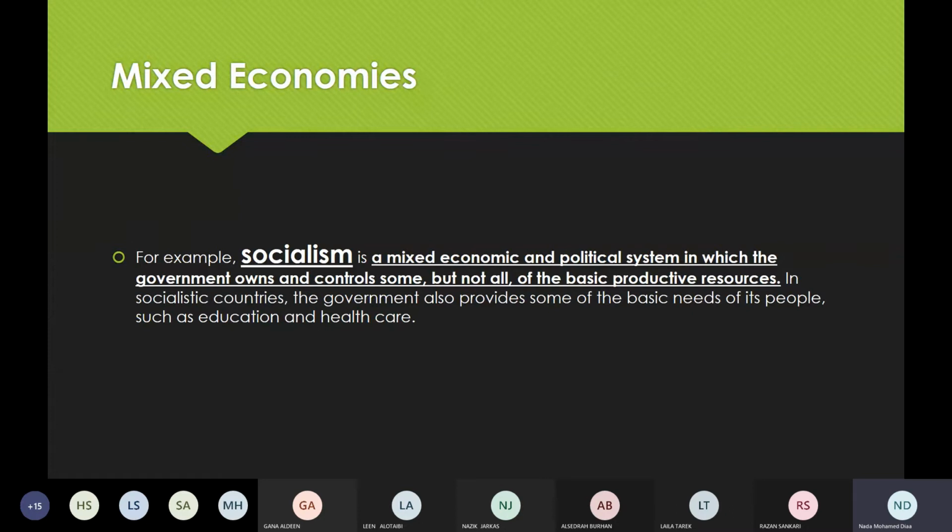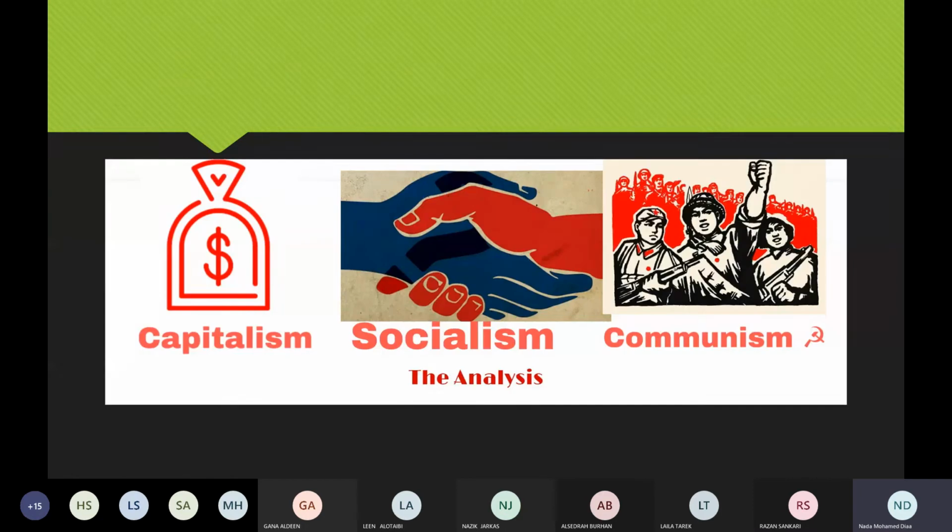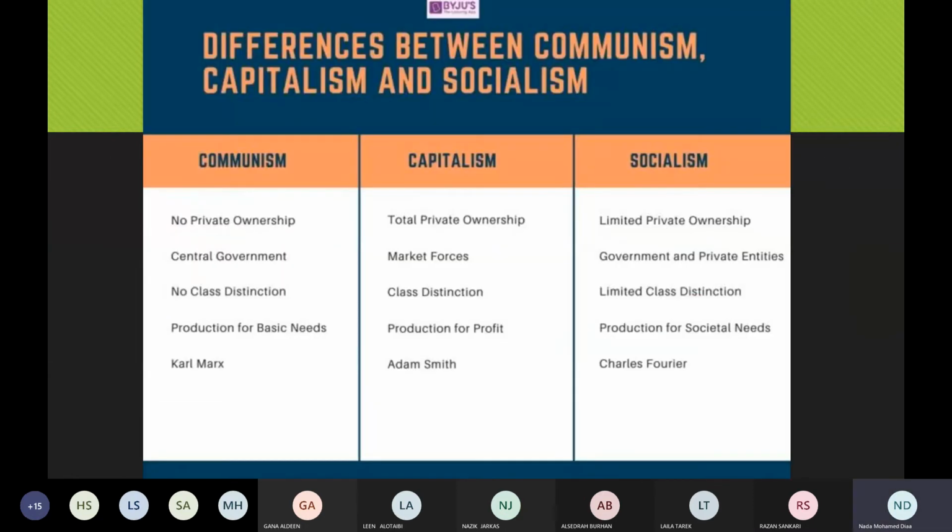So I have capitalism. In capitalism, the people own everything. In communism, the government owns everything, and socialism is mixed. Communism, no private ownership. Capitalism, total private ownership. Socialism, limited private ownership. Communism, the central government. Capitalism, the market is free, market forces. And socialism, the government and the private sector together.